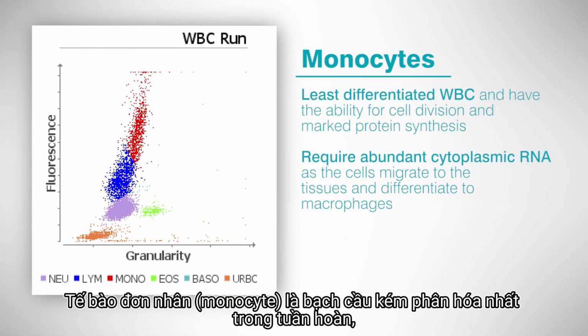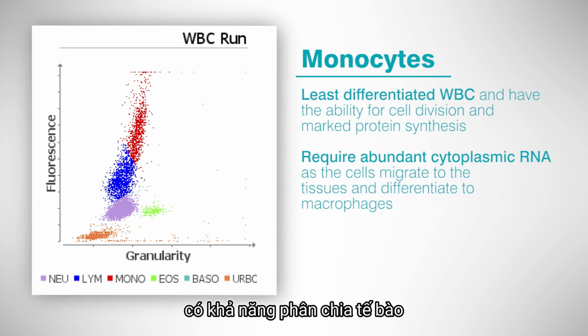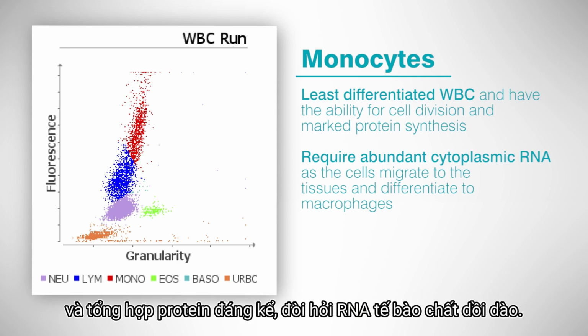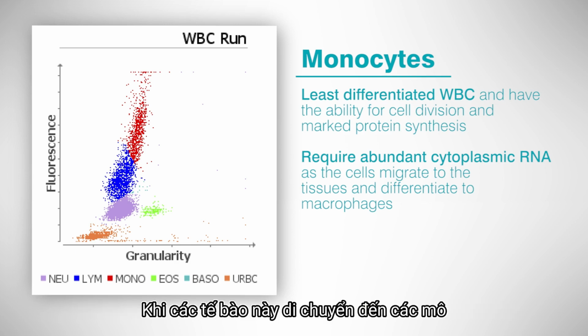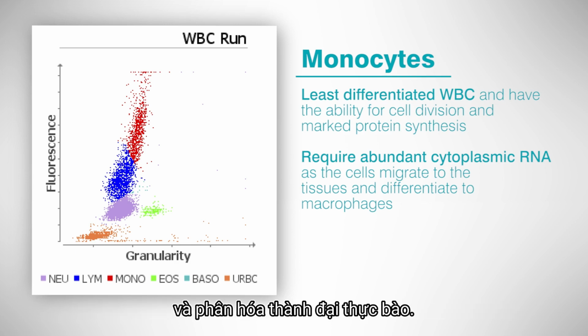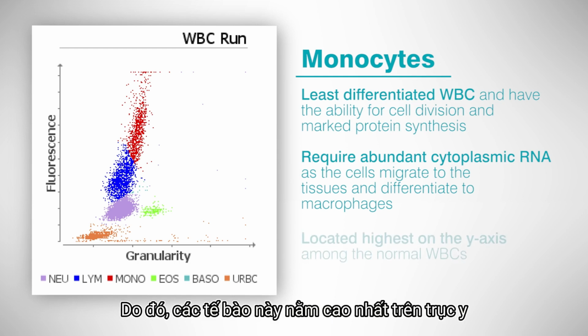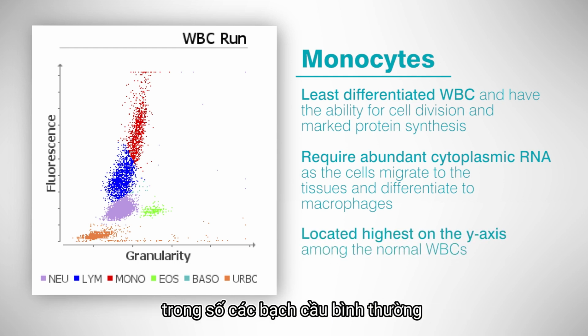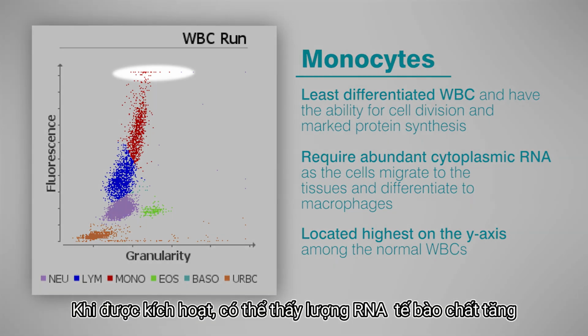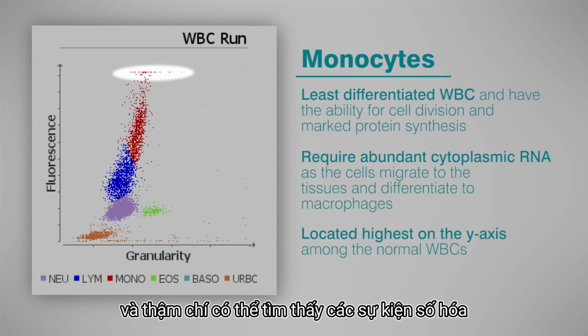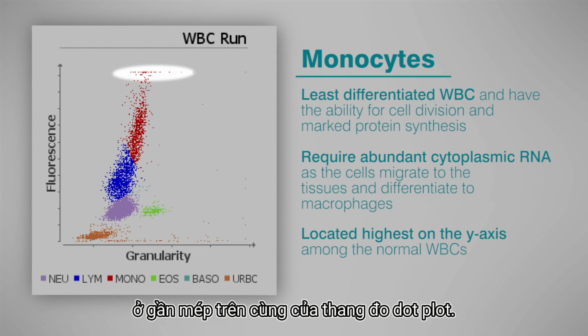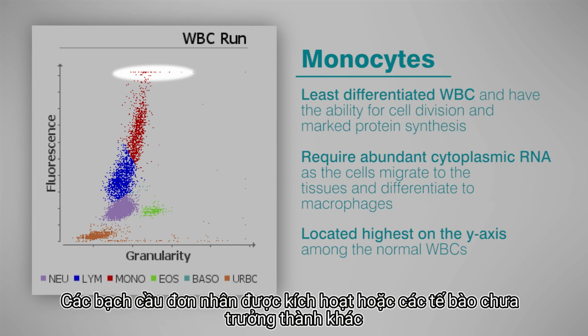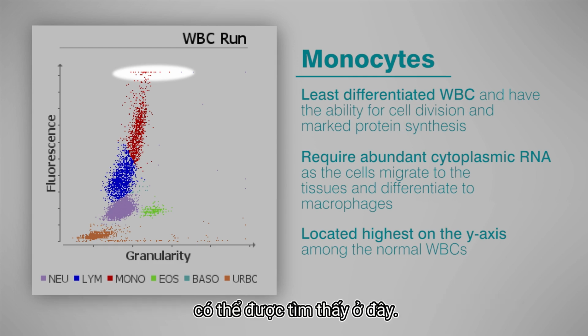Monocytes are the least differentiated white blood cell in circulation and have the ability for cell division and marked protein synthesis, requiring abundant cytoplasmic RNA as these cells migrate to the tissues and differentiate to macrophages. Therefore, these cells are located highest on the y-axis among the normal white blood cells typically found in circulation. As they become activated, increased amounts of cytoplasmic RNA may be seen, and digitized events may even be found bordering the very top edge of the dot plot scale. Activated monocytes and other reactive or immature cells may be found here.